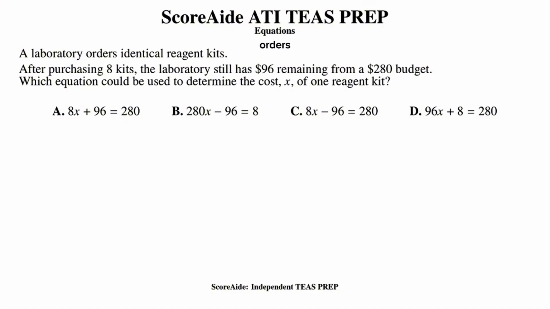A laboratory orders identical reagent kits. After purchasing 8 kits, the laboratory still has $96 remaining from a $280 budget. Which equation could be used to determine the cost X of one reagent kit, right? So 8 kits cost what? 8 times X, which is equal to 8X, right?